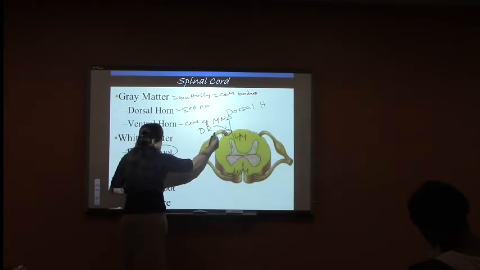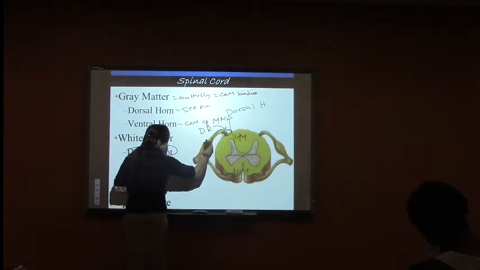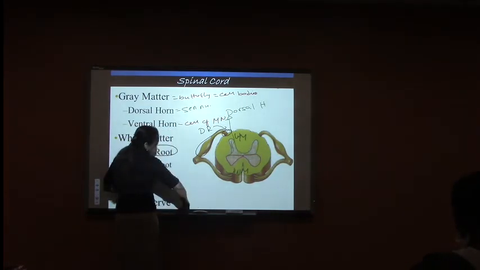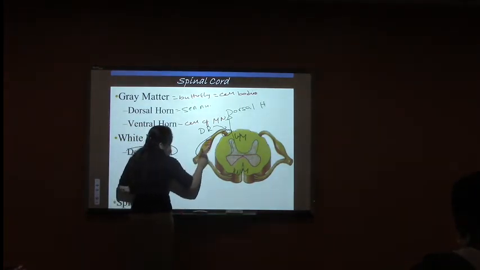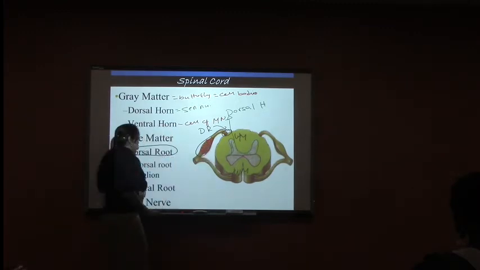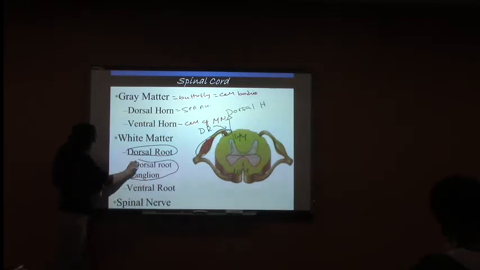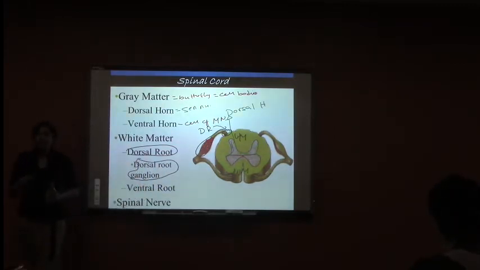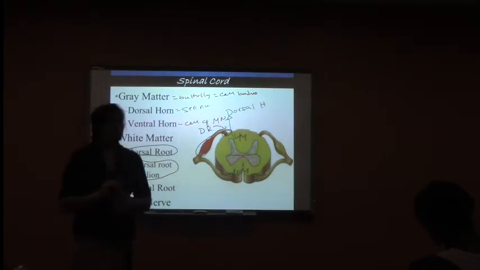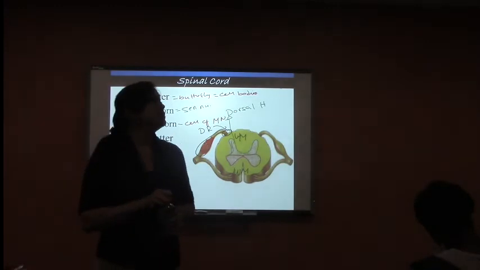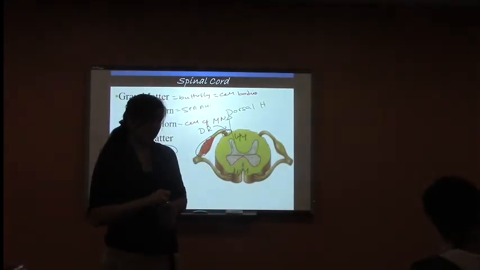In the dorsal root, so this entire thing is dorsal root, you actually see this protrusion. That is called the dorsal root ganglion. In the dorsal root, you actually have a ganglion. Okay, what is a ganglion? Group of cell bodies in the peripheral nervous system.